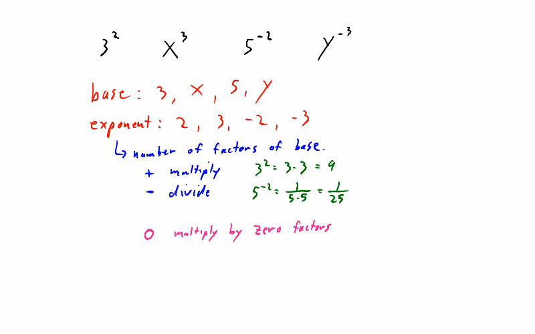And so if I have something like 4 to the 0 power, multiplying by it would be the same as multiplying by 1. Since I'm neither multiplying by 4 or dividing by 4, it would be the same as multiplying by 1.